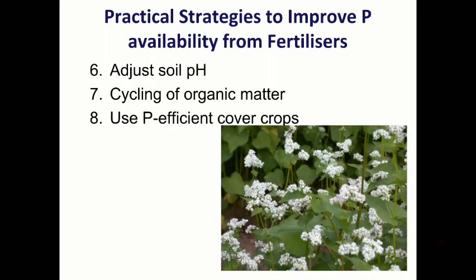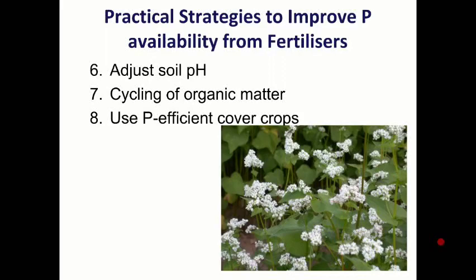Adjusting soil pH, that's obvious. We know that availability of phosphorus is particularly governed by soil pH. We know we're aiming for that 6.5 range. So adjusting or liming, just like we did in the lab the other day, to bring that soil's pH up to 6.5 is important. Recycling organic matter, a big source of phosphorus. If we can recycle more of that in agricultural systems, we can improve efficiency and availability of phosphorus.